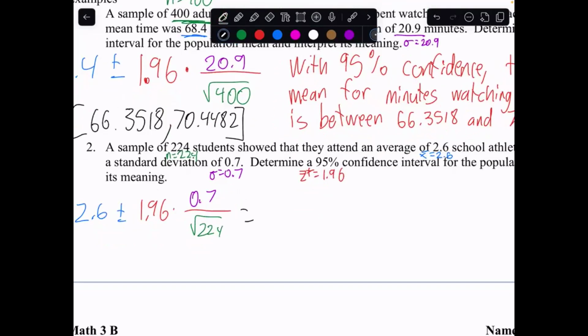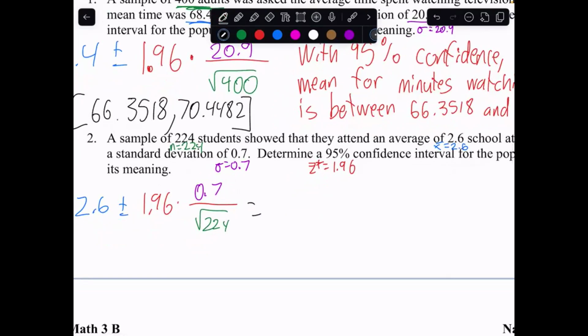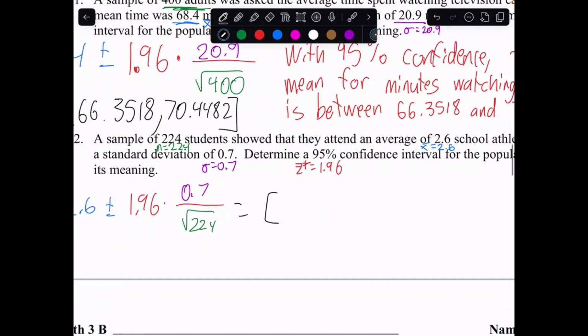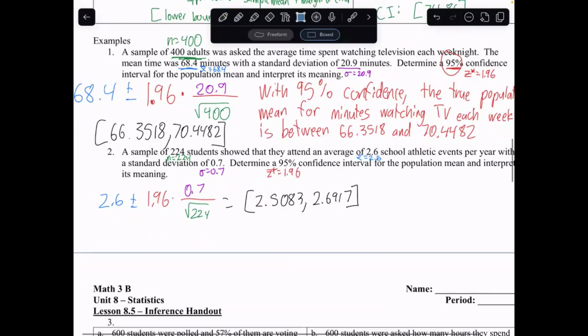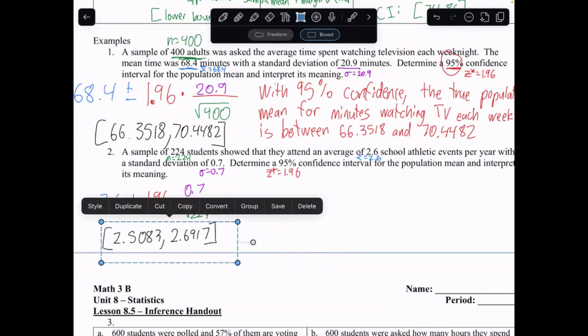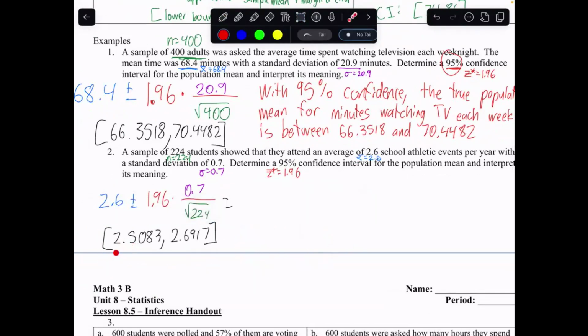So I didn't tell you where to round to. So I'm just going to go to 4 digits here because that's how many I went to for the previous problem. If you rounded somewhere else, that's fine. Okay, now we want to be careful about the wording, right? Because what do these numbers represent? Is it like 2.5 people, $2.5? It's not 2.5 students, and it's not 2.5 athletic events either. It's that many athletic events per year that the student attended.